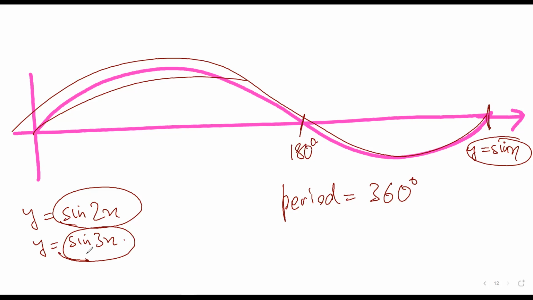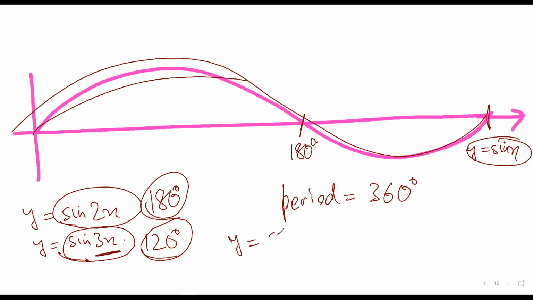We'll see the formula, that is not an issue, but this y is equal to 3x will cover its cycle in 120 degrees. This one had covered its cycle in 180 degrees. Is it making sense? So, for example, if we had y is equal to sine 4x, this sine 4x will cover its cycle in 90 degrees only. Is it making sense?